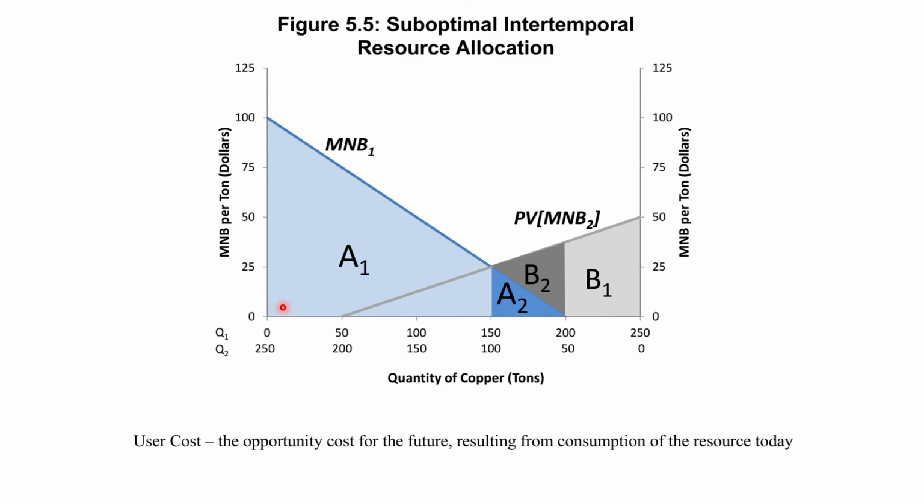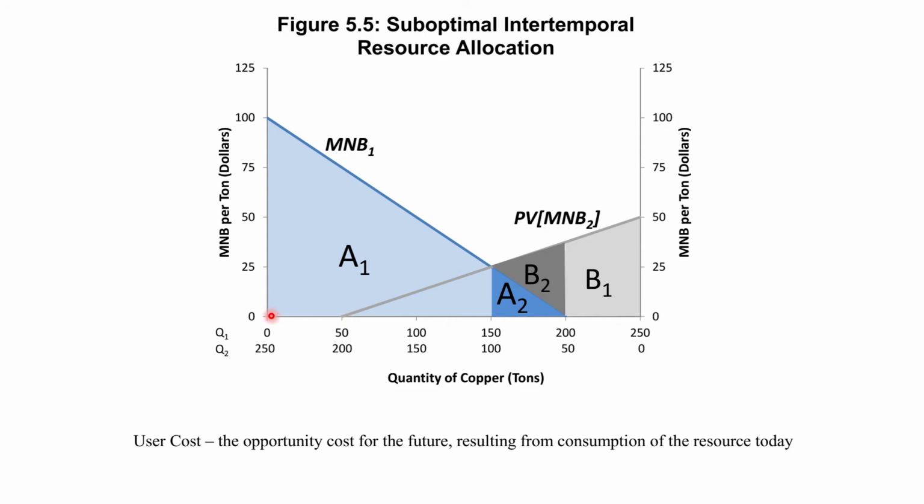So for example, let's take the first few tons here. Suppose that the first period consumes 25 tons. Is there any user cost? Well, the answer is no. Why? Because the second period wouldn't consume these 25 tons anyway. In fact, the first period can consume 50 tons and there will be no user cost.